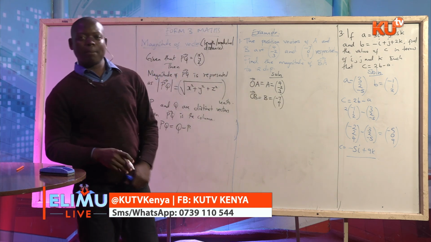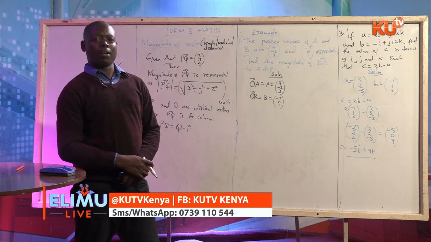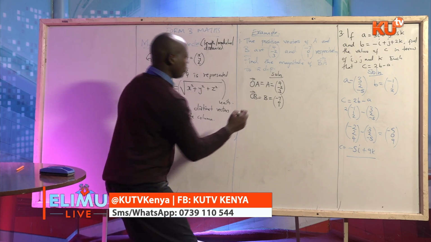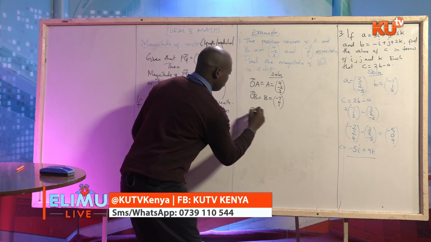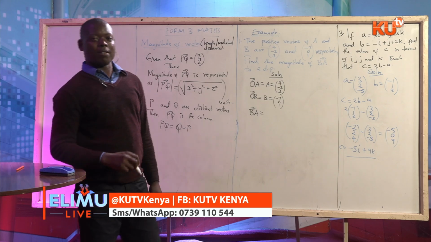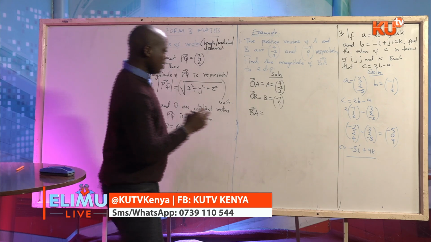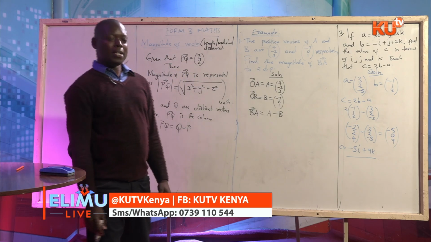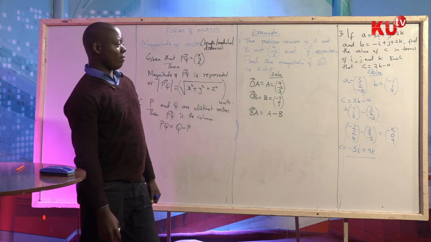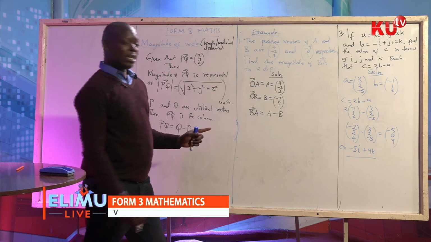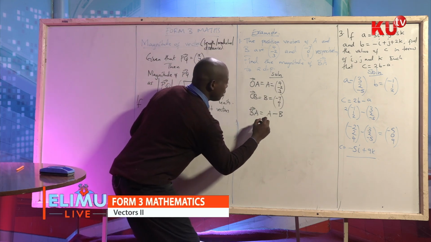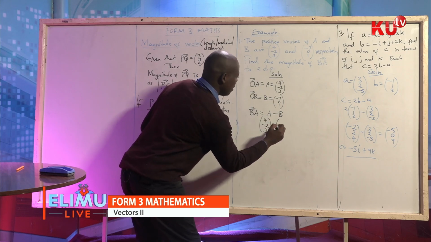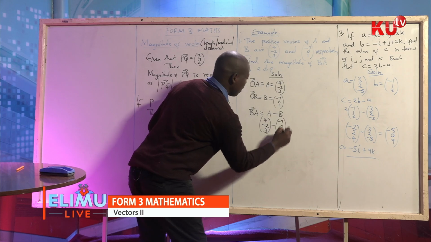Fine. Step number 2. We have to identify what is BA. So what is BA, students, as a column vector? Good. BA means A minus B. So let's now represent them with the vectors that we have. This is 4, negative 2, 3. We minus B, which is negative 7, 0, 1. Good.